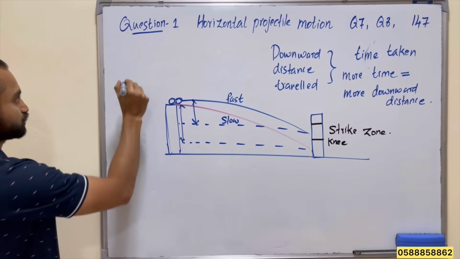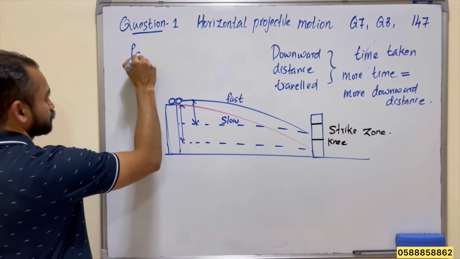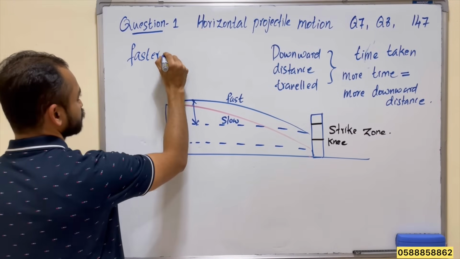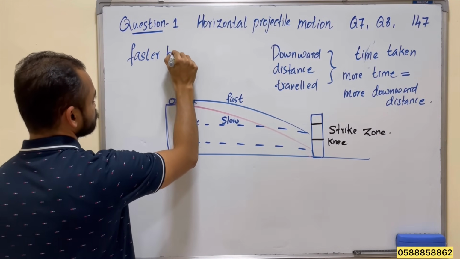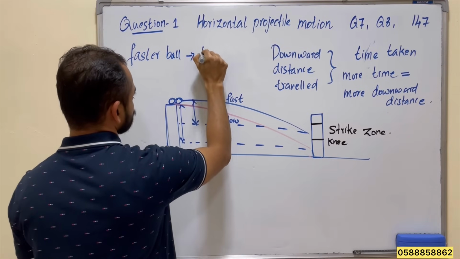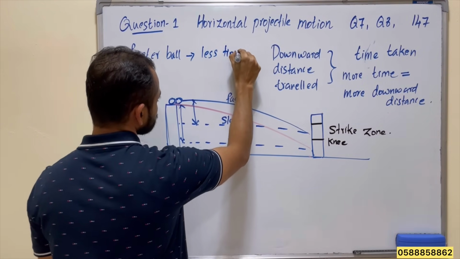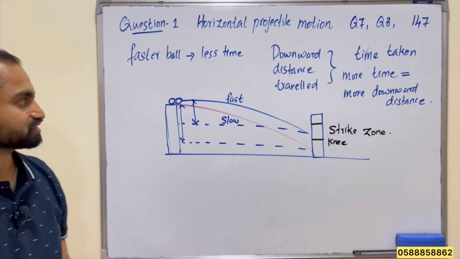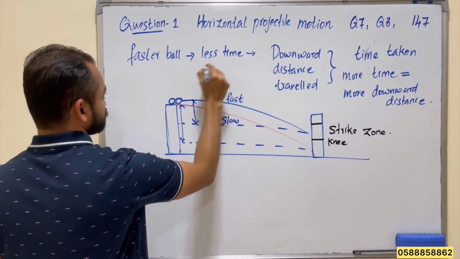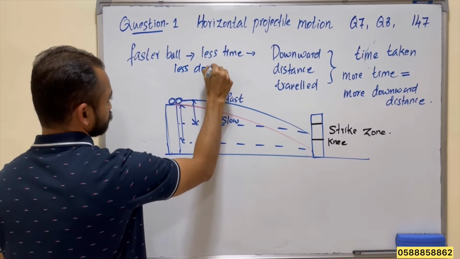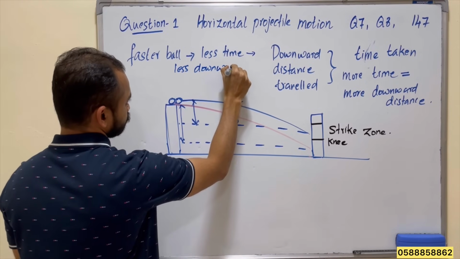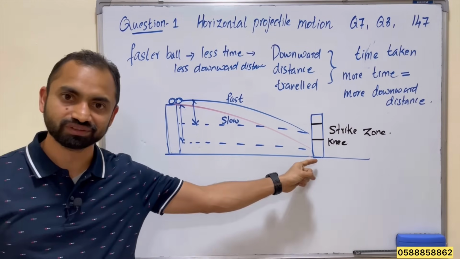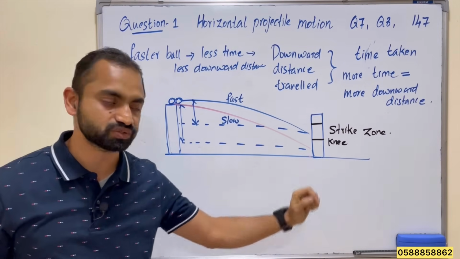Faster will take less time, right? The ball you are throwing faster, because it is moving faster, right? So if you run faster, you will take less time. Faster ball means less time, right? What is the meaning of less time? Less time is equal to less downward distance. That is why it is reaching the strike zone. When it reaches the batter, it is hitting the strike zone.